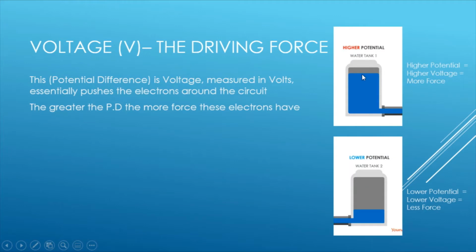Okay, the greater this potential difference, the more force these electrons have. So here, if you imagine this water in a tank is going to flow out a lot faster because it's got a lot more energy. It's got all this water pushing down on it. Whereas here, there's not a lot of force. Okay, so lower potential, lower voltage, less force.